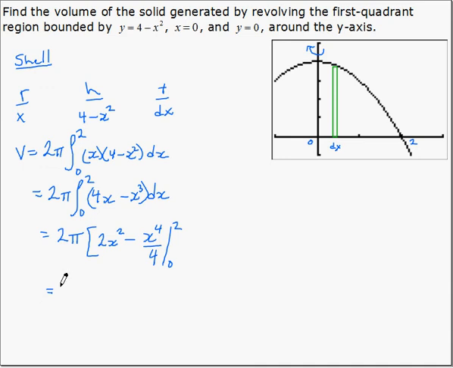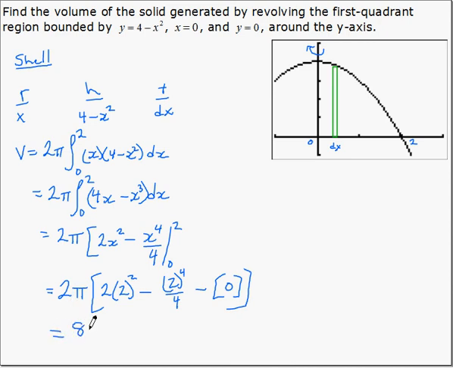And now substituting in 2 and 0, always starting up top, you get 2 times 2 squared minus 2 to the 4 over 4, minus 0 when we plug in 0, giving us 8 pi when we simplify it. And we're talking about volume, so that's units cubed.